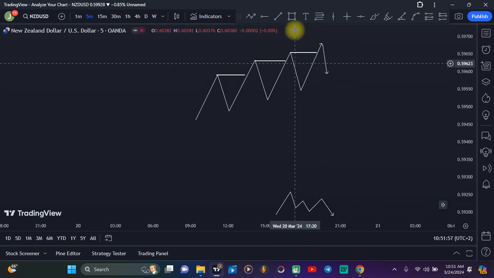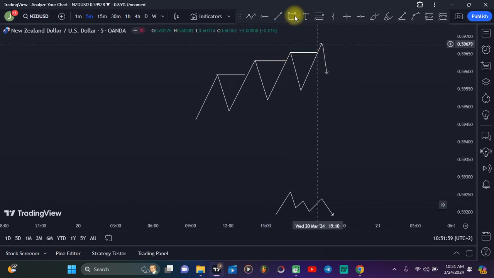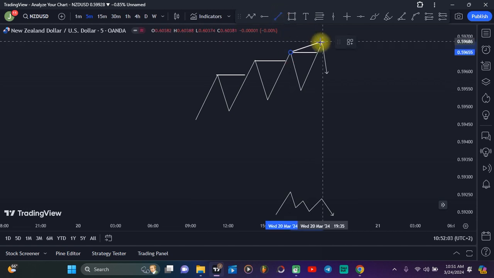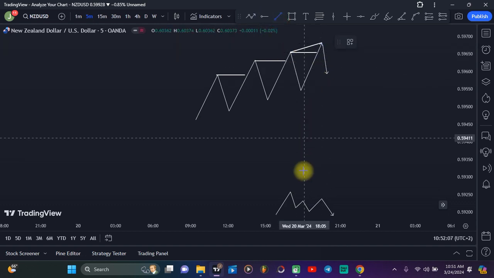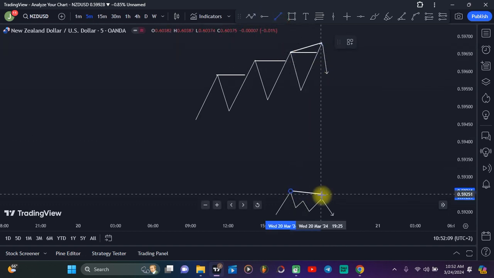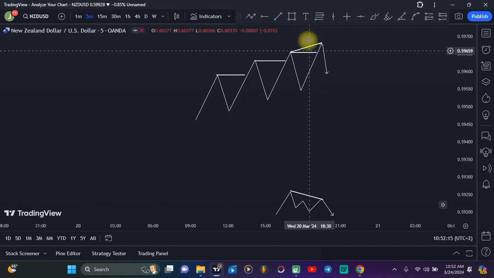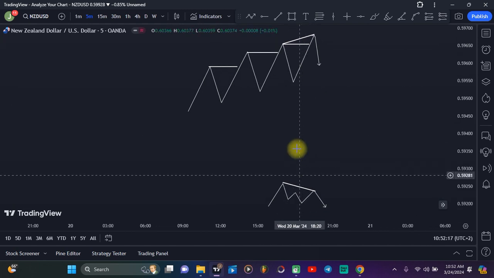and then we wait for our divergence to take place. As you can see here, we have these two highs here. They are pushing to the upside like that, but when we go to our RSI, we realize that we are making lower highs. We are not making higher highs. Okay, we are making lower highs, not higher highs. Now this is a sign of a divergence.